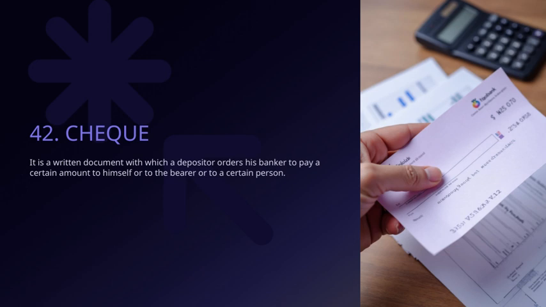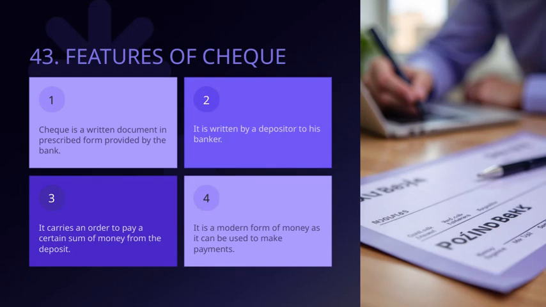Throughout this presentation, we're highlighting how checks play a vital role in banking transactions, offering a convenient alternative to cash payments. So remember, the core idea is that a check is a written order from the depositor to the bank, specifying the amount and the payee. A check is a modern form of money, and it's primarily used to make payments easily and conveniently.